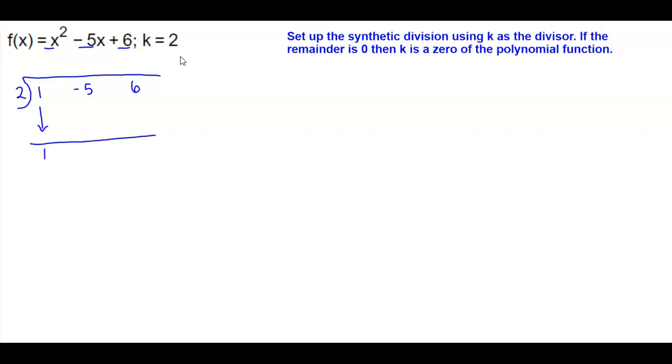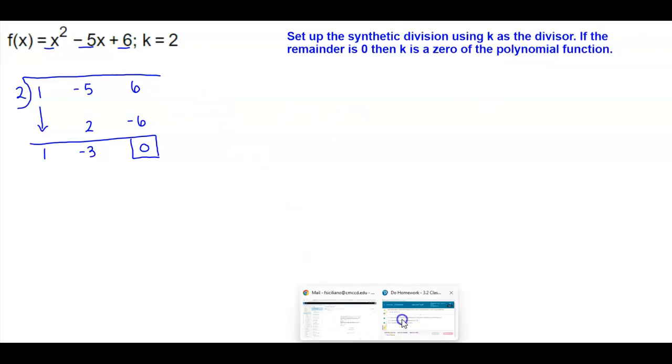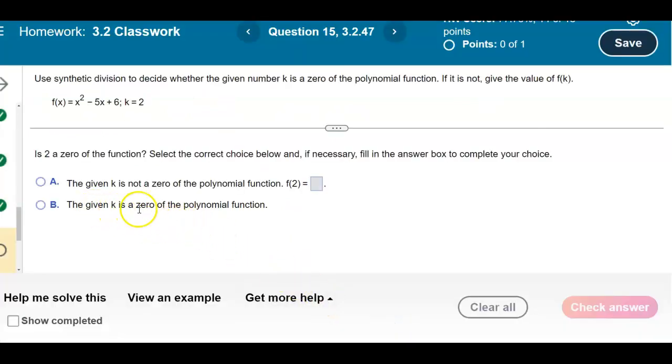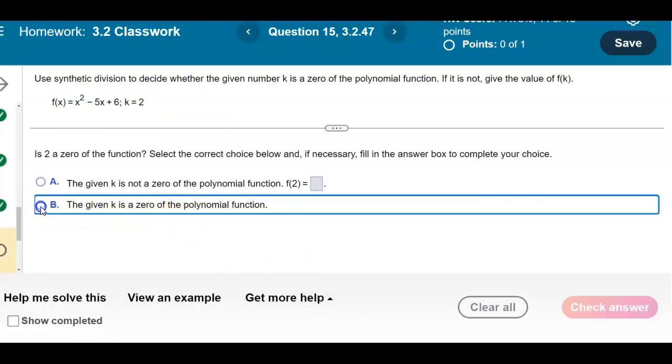We first bring down the 1. 2 times 1 is 2, and then -5 plus 2 is going to give us -3, and then 2 times -3 is going to give us -6, so 6 minus 6 is going to give us 0. So we get a remainder of 0. So that means that 2 is a zero of the polynomial function. So let's go ahead and put our answer down here. So the given k is a zero of the polynomial function.